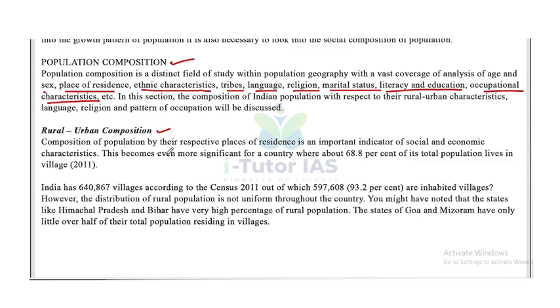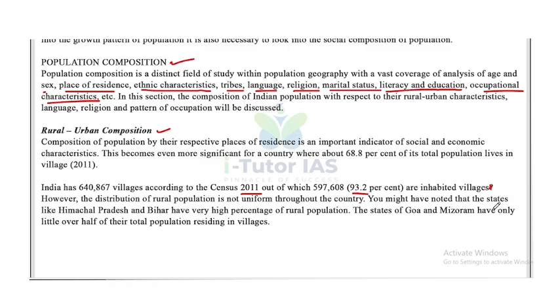Composition of population by the respective places of residence is an important indicator of social and economic characteristics. This becomes even more significant for a country where about 68.8% of its total population lives in villages. India has 6,40,867 villages according to the census of 2011, out of which 5,97,608, that is 93.2%, are inhabited villages. However, the distribution of rural population is not uniform throughout the country.